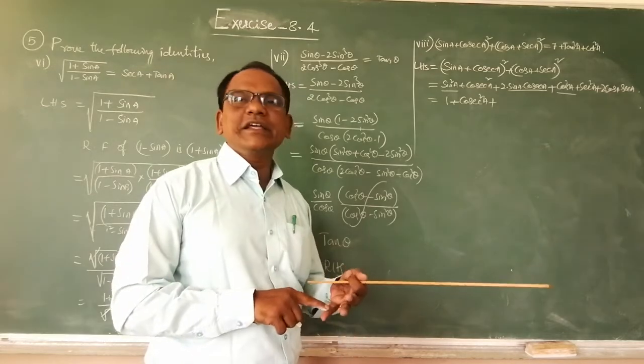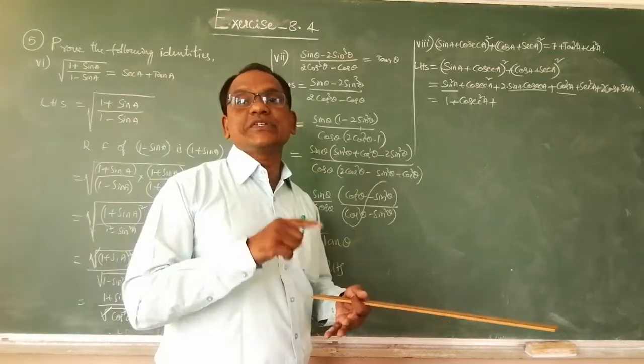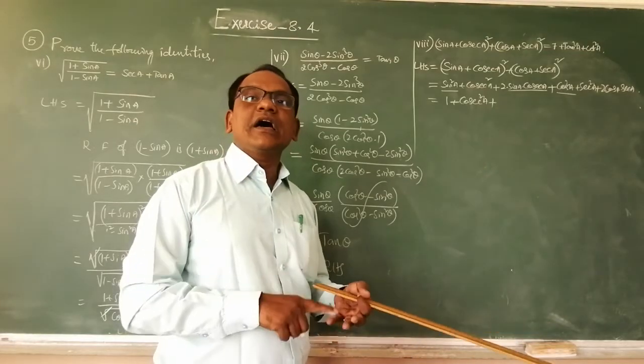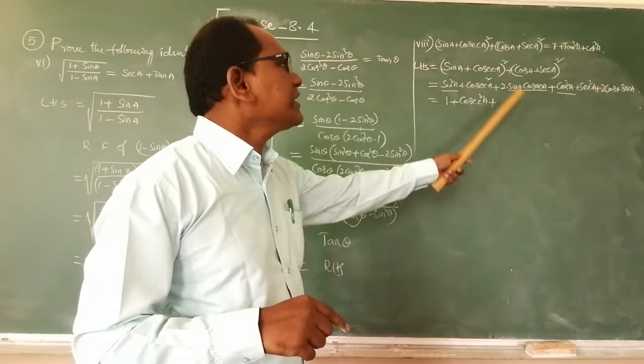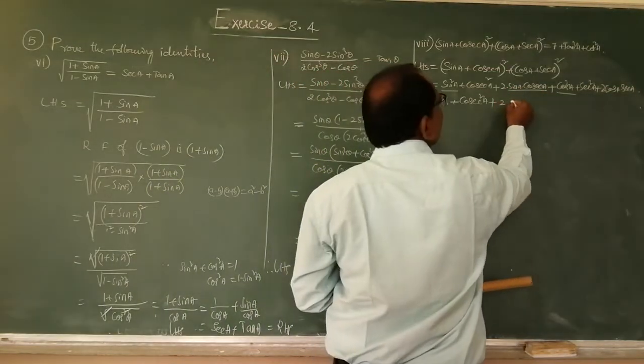Sin A into cosecant A equals 1. Cos A into secant A equals 1. Tan A into cot A equals 1. That's why sin A into cosecant A equals 1. So 2 into 1, 2, plus.